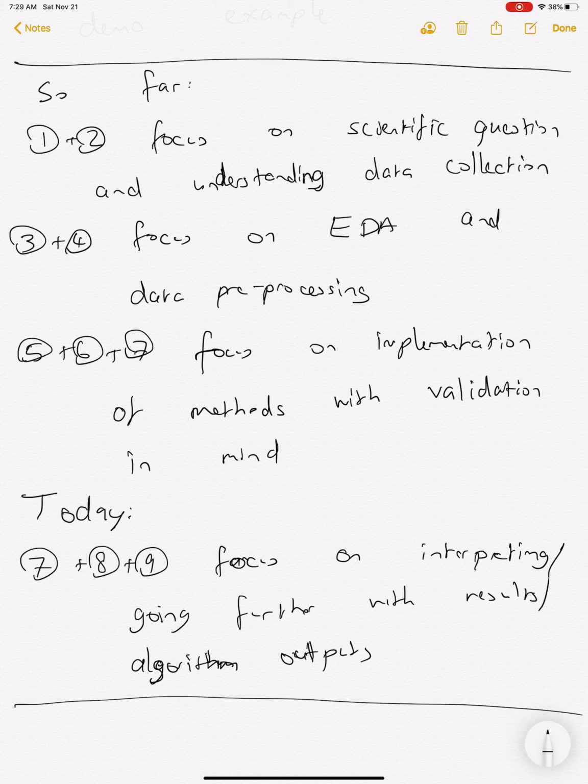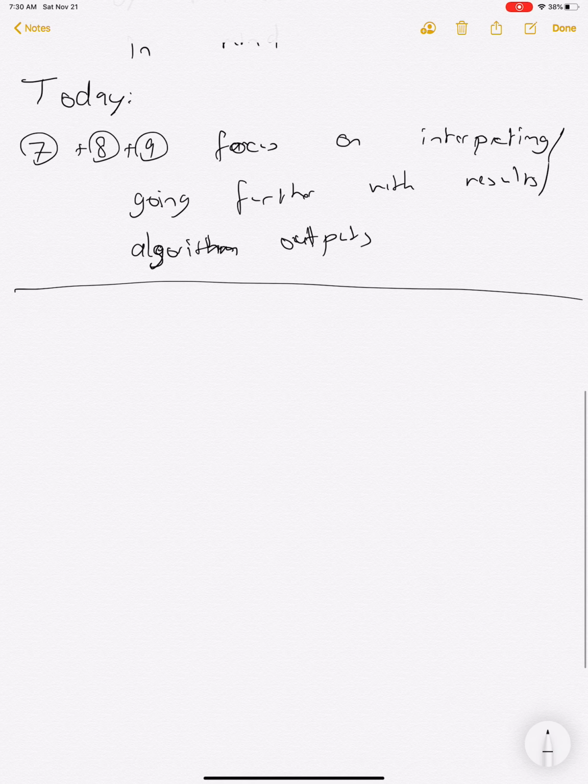So today we're really going to focus on 7, 8, and 9, and this is really broadly speaking going to say, well, you've run your algorithms and you've got your outputs of those algorithms. What do we do with that? How do we interpret those outputs? And that's going to be the focus of the lecture today. Okay, so let's begin.